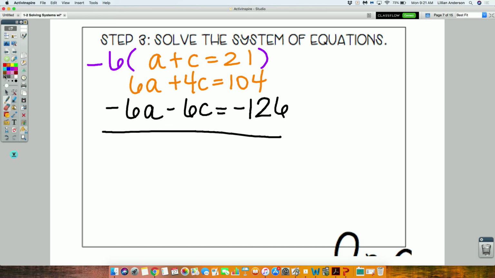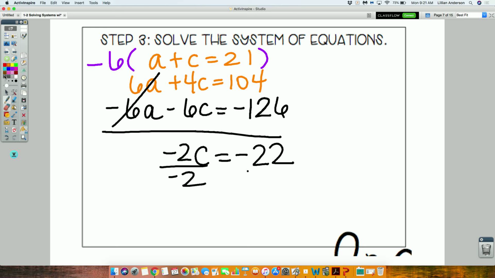As we can see, our A's are going to cancel because one's positive, one's negative. What's 4C minus 6C? Negative 2C. And what's 104 minus 126? Negative 22. Then we're going to divide both sides by negative 2, and we're going to see that C equals 11.